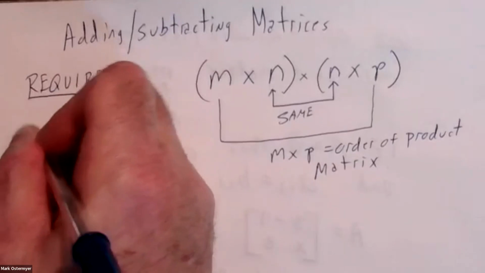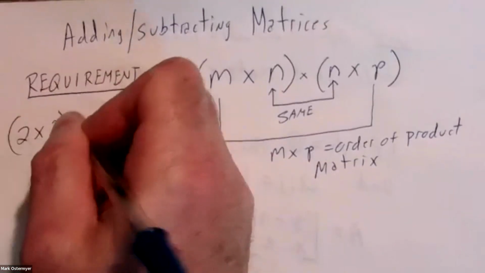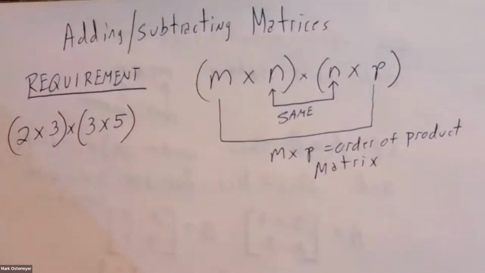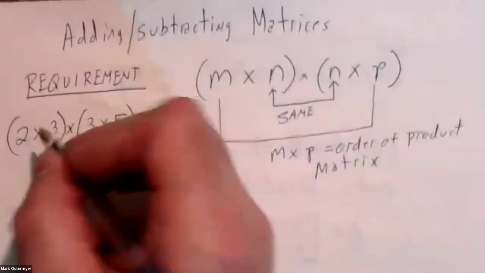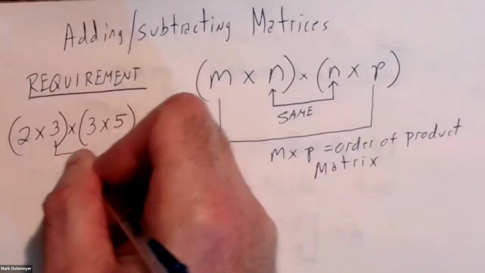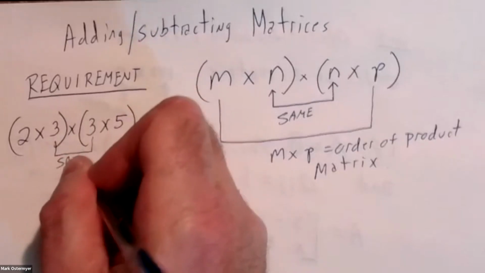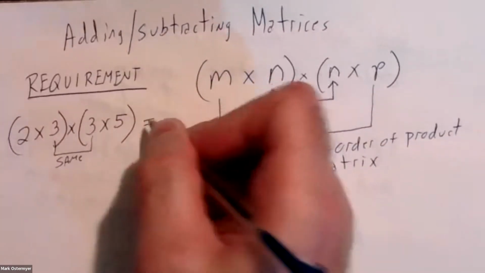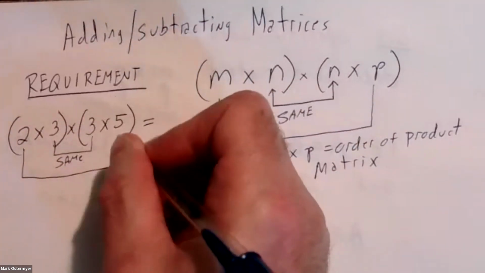So if I have a 2 by 3 matrix, could I multiply a 2 by 3 matrix by a 3 by 5 matrix? Is that possible? That would be the case. It is possible since these inner dimensions are the same. What would be the dimension of my product matrix? Well, this would give me a 2 by 5 product matrix.